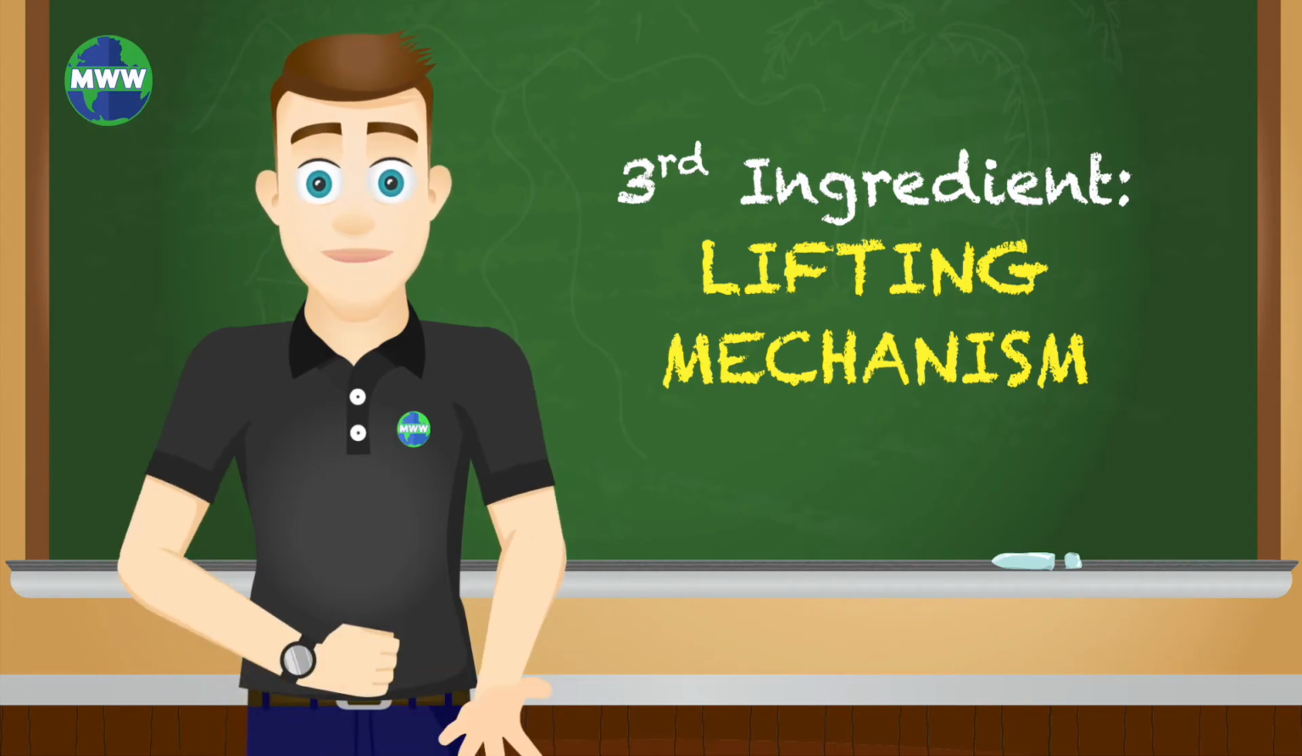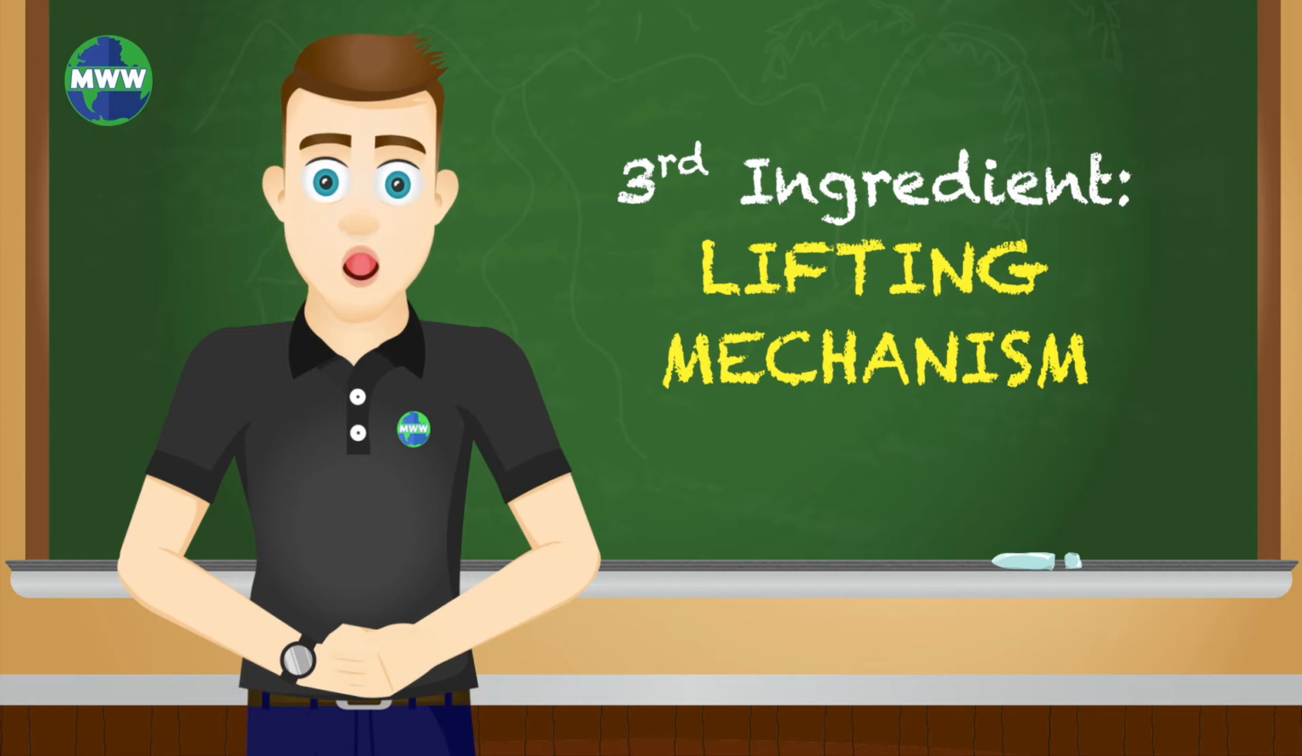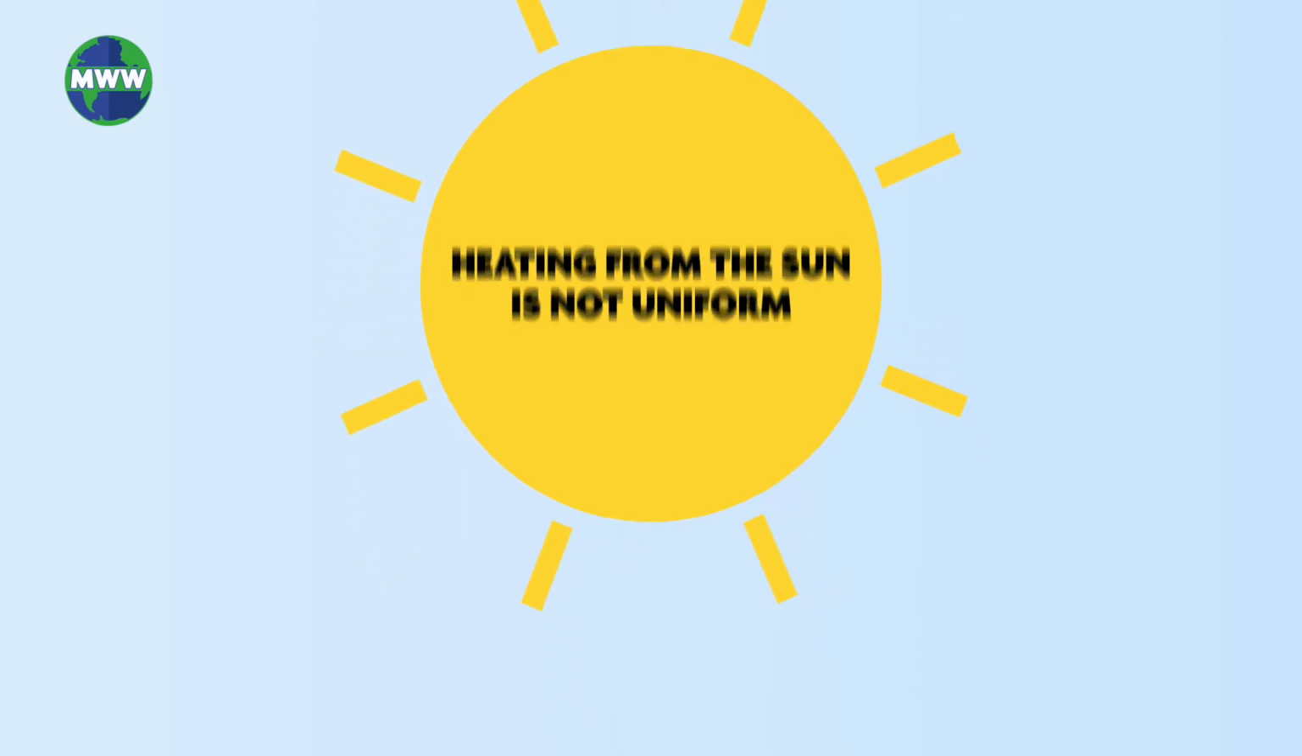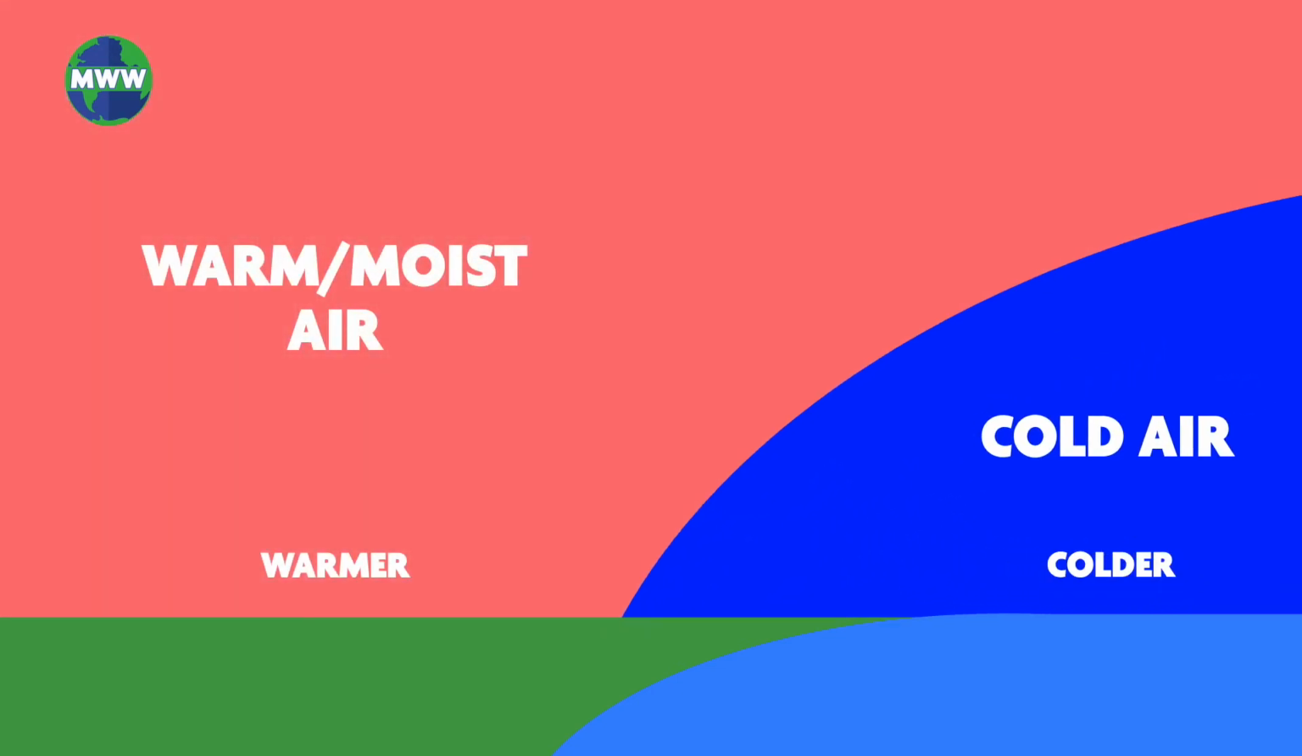What does that mean? It means there needs to be a force that initiates the upward motion of air. Heating from the sun is not uniform. Some areas, like grasslands, will heat quicker than a body of water, like a lake, next to the land. As we learned before, fronts are the boundaries between two air masses of different temperatures. Cold air sinks and warm air rises.